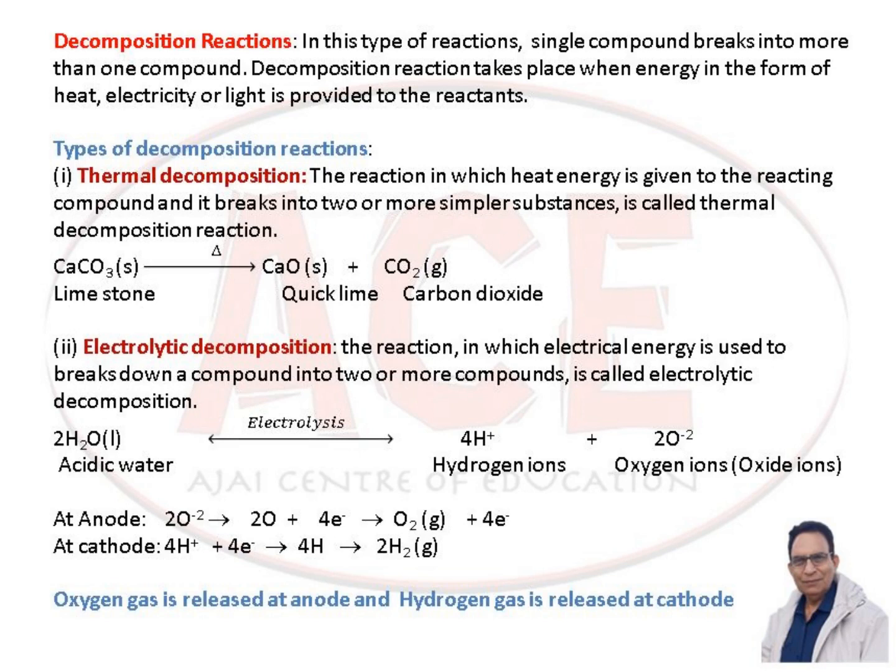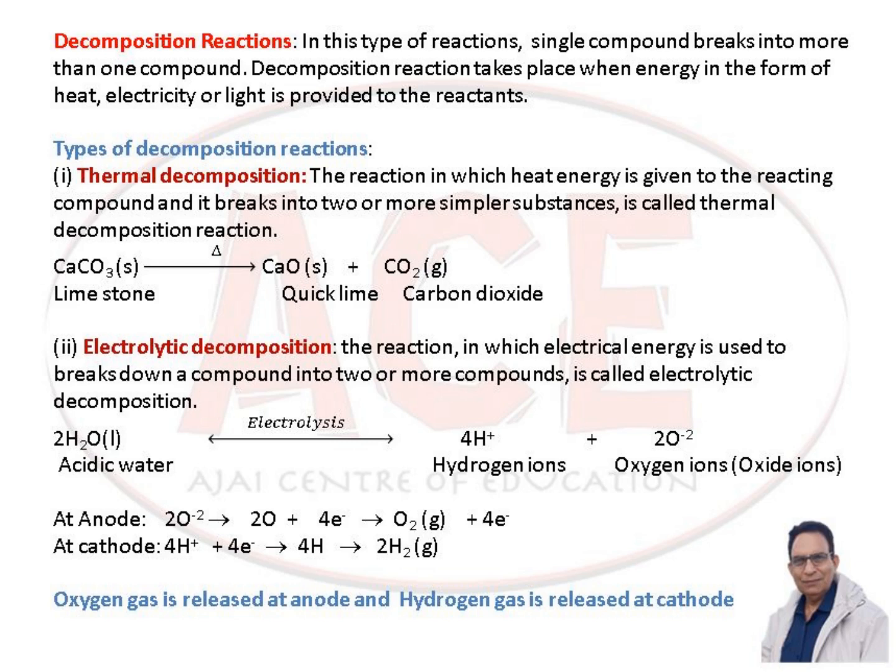Decomposition reactions: in this type of reaction, a single compound breaks into more than one compound. Decomposition reaction takes place when energy in the form of heat, electricity or light is provided to the reactants. Types of decomposition reactions: thermal decomposition, the reaction in which heat energy is given to the reacting compound and it breaks into two or more simpler substances, is called thermal decomposition reaction.